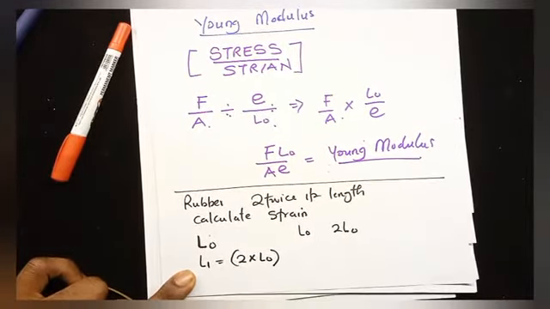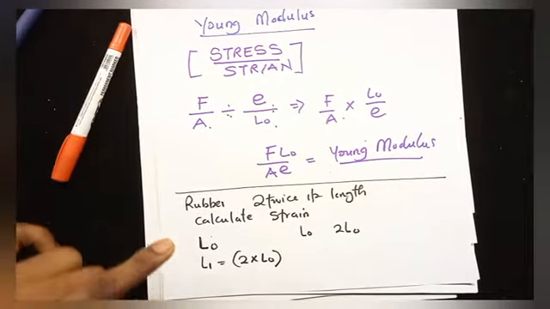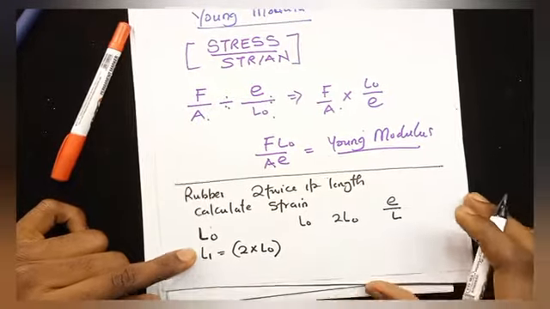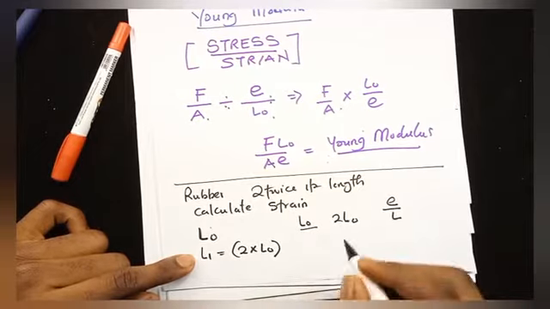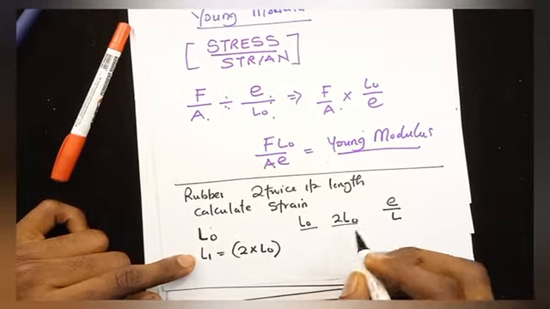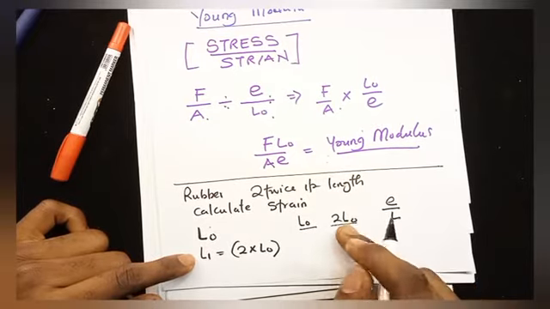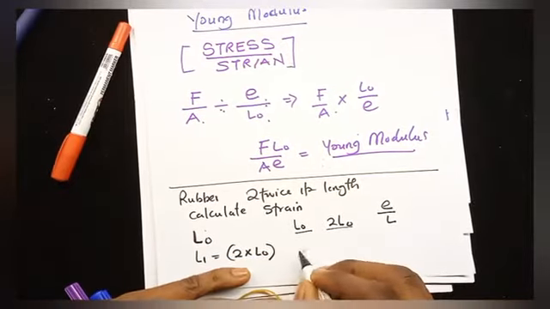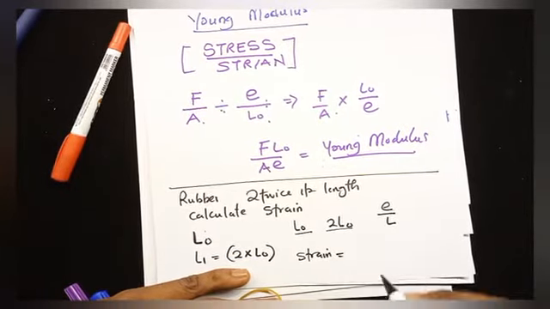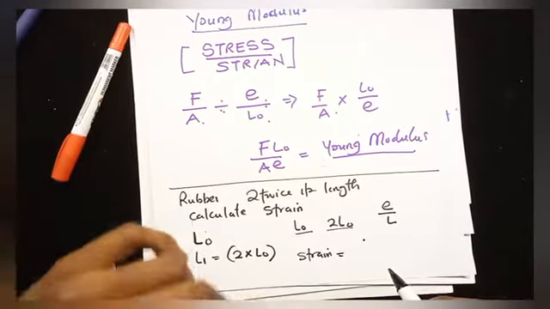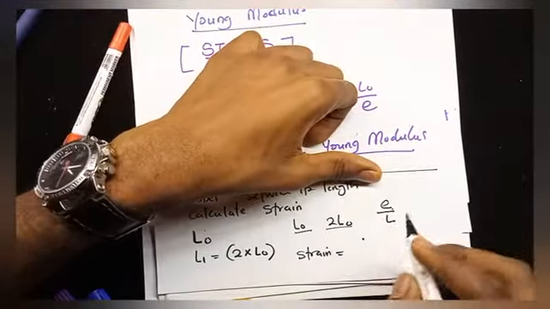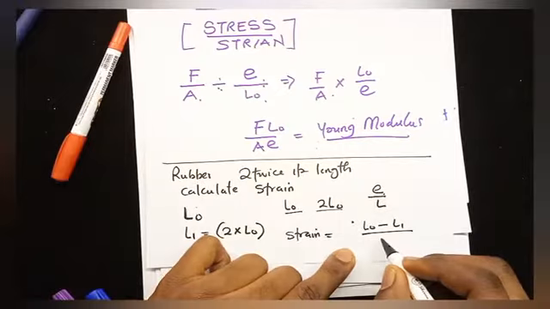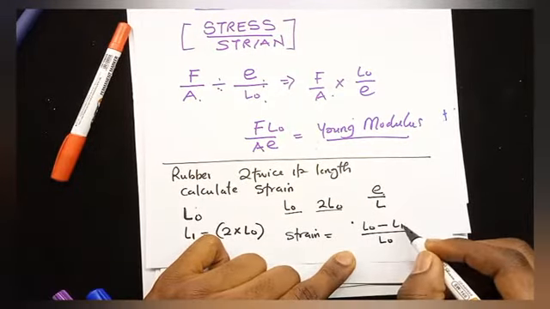So now let us calculate the strain. We know the formula for strain is extension over length, E over L. So the original length is L0. What is the extension produced? Twice its length, alright? So 2L0 is the final length. So now we can define strain as the extension produced divided by what? Exactly, L0. But we know that L1 is 2L0.